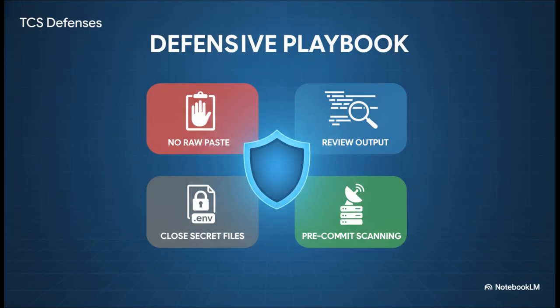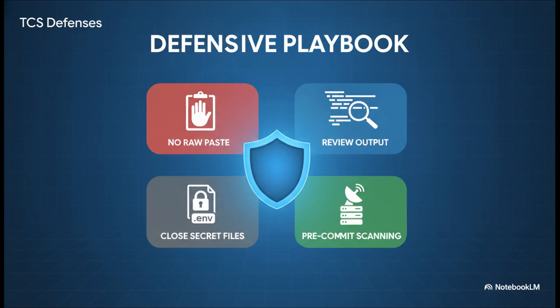So how do we defend against all this? You need to follow this defensive playbook religiously. First, never paste raw external content directly into chat. If you're using agents that operate autonomously, you must perform line-by-line diff reviews of all their output. Do not just auto-commit that code. And here's a hugely important tip.